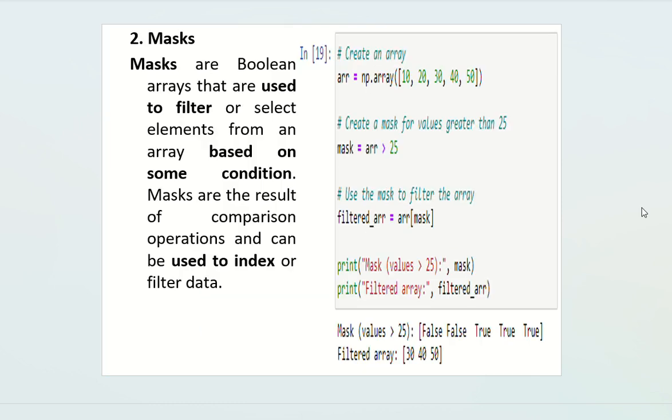The next topic is mask. Masks are Boolean arrays that are used to filter or select elements from an array based on some condition. Masks are the results of comparison operations and can be used to index or filter data.